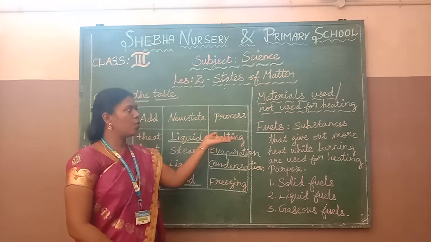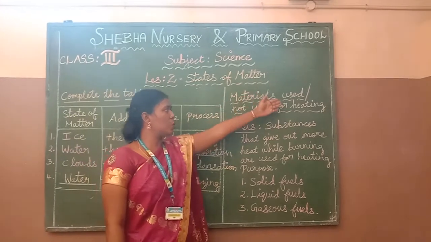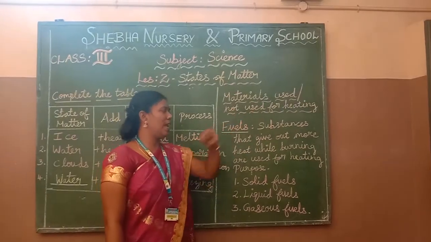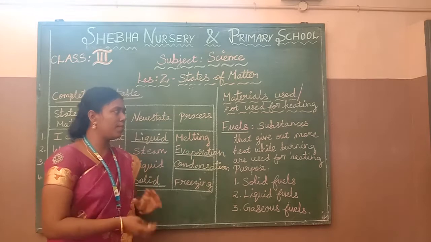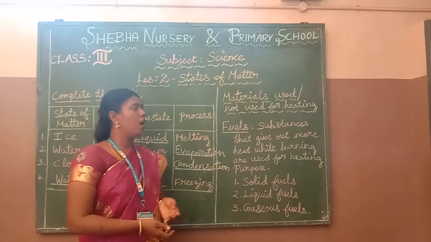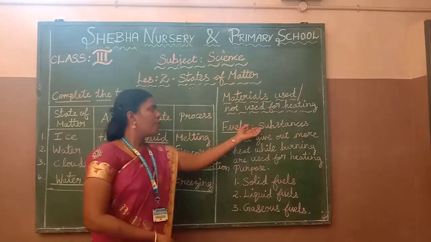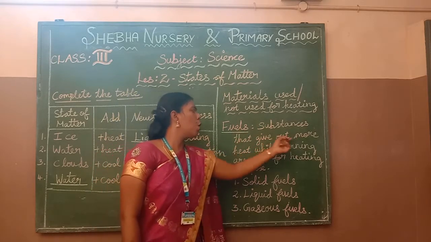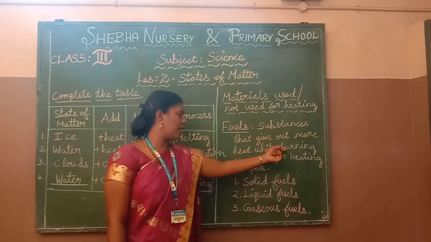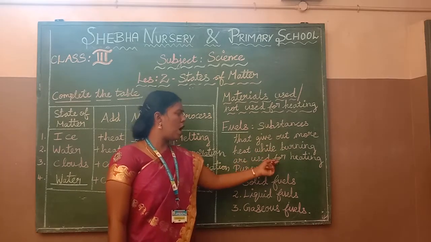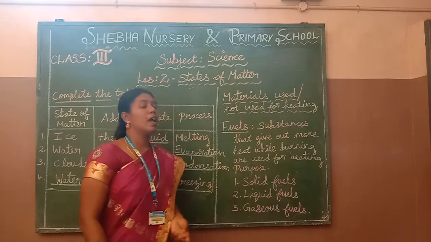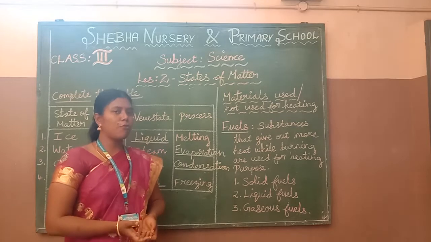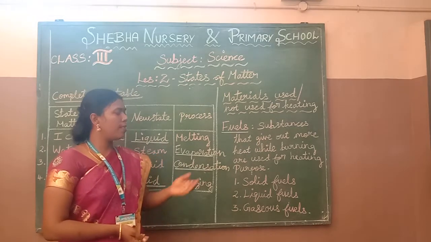Next, you can move to another thing, materials used for heating. To get heat, you have to burn some things as fuels. Fuels are substances that give out more heat while burning and are used for heating purposes. What fuels do we use for heating purposes, that is what we are going to see here.